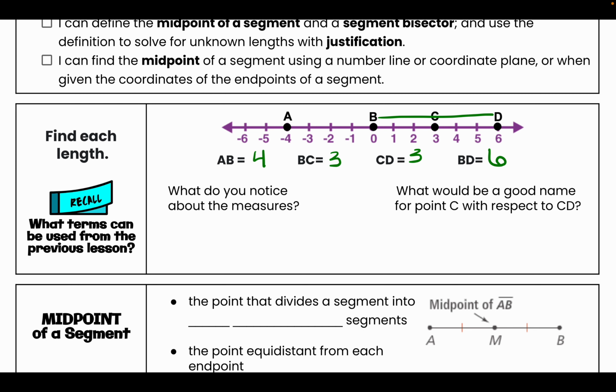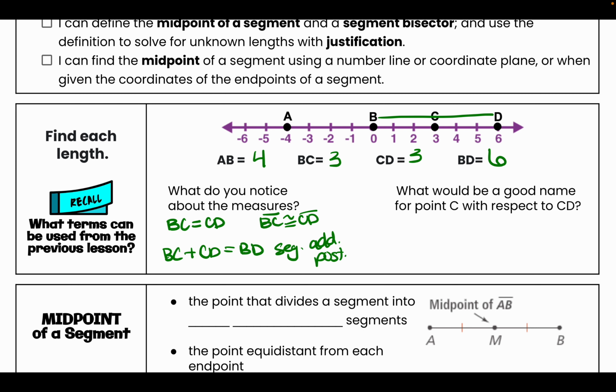So what do you notice about the measures? You should notice a couple of things. One thing is that BC is equal to CD. Those two segments are congruent. BC is congruent to CD. Another thing we should notice is that BC plus CD is equal to BD. That's our segment addition postulate.